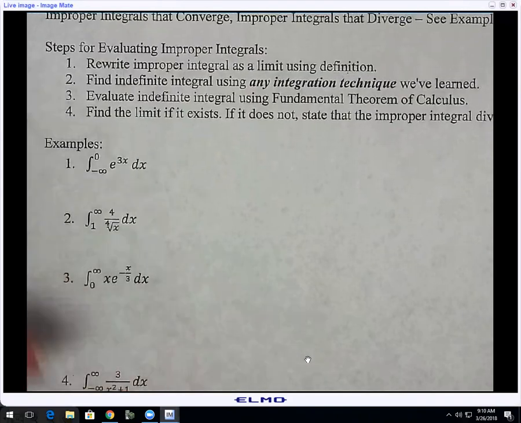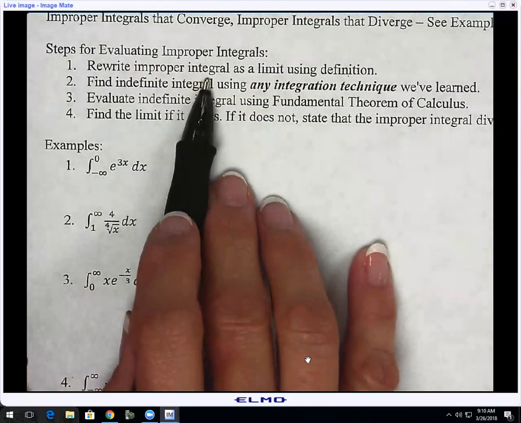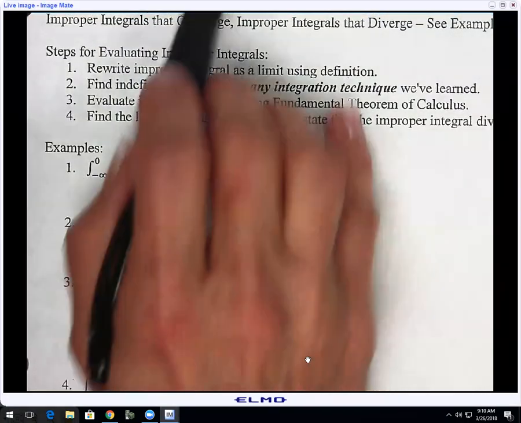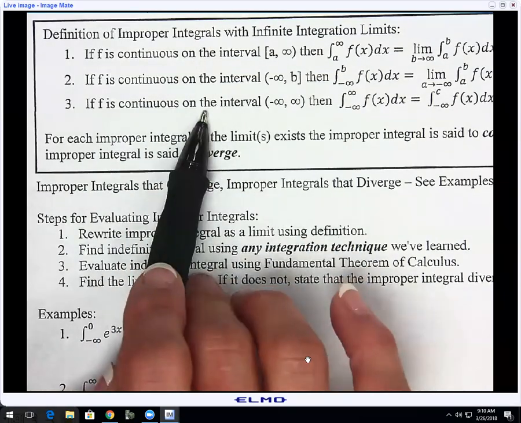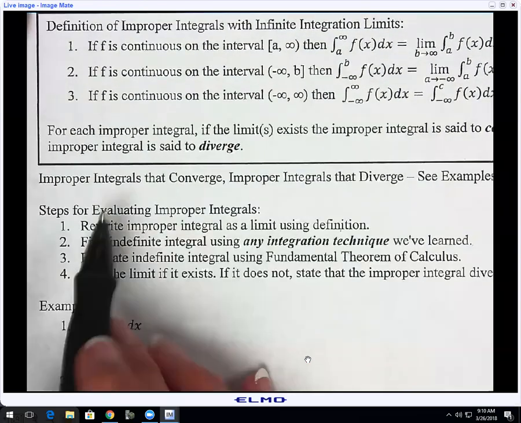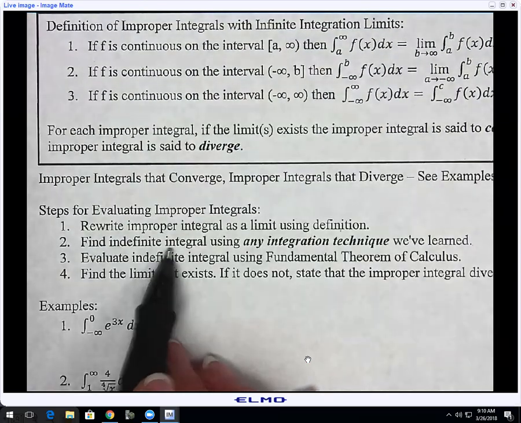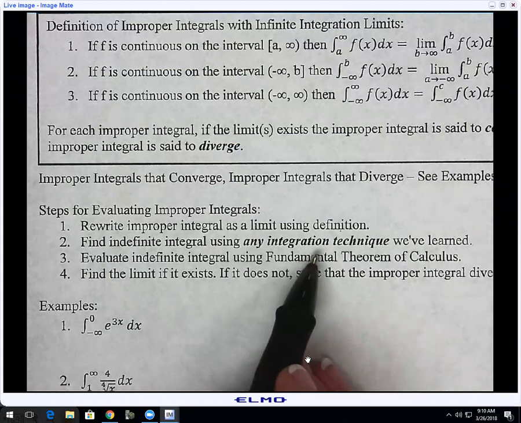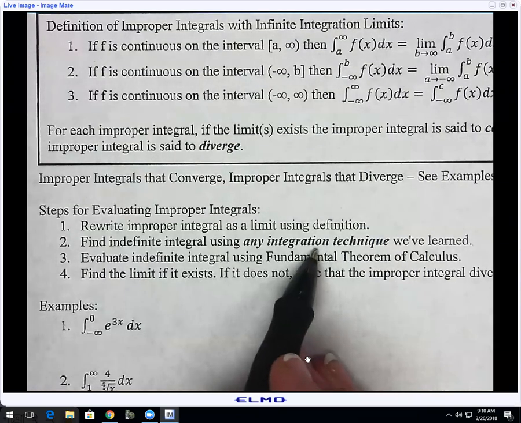But here are the steps we're going to use. We're going to rewrite the improper integral using this definition right here. And then we're going to find the indefinite integral using any integration technique that we've learned. I didn't run across any that I had to use a formula on. There were a couple, most of the problems in the homework were very straightforward.